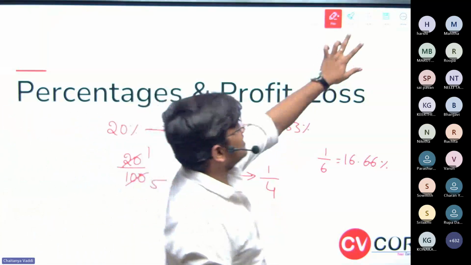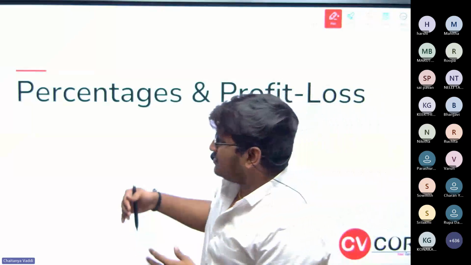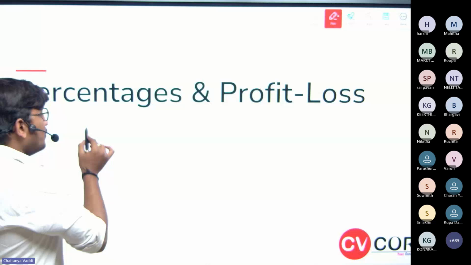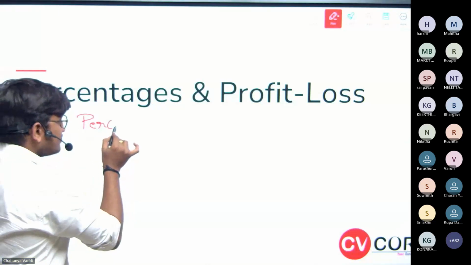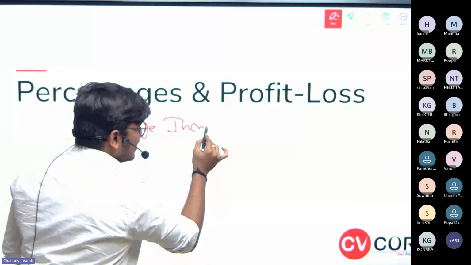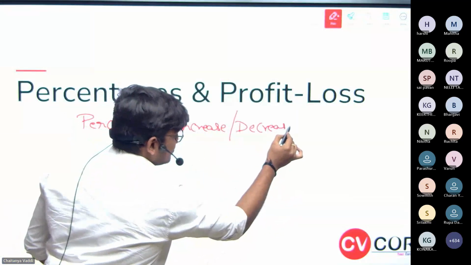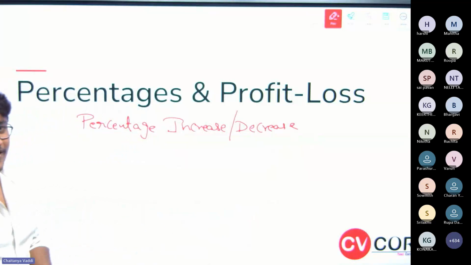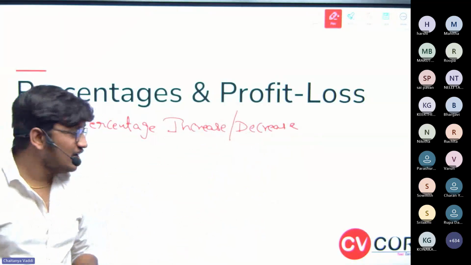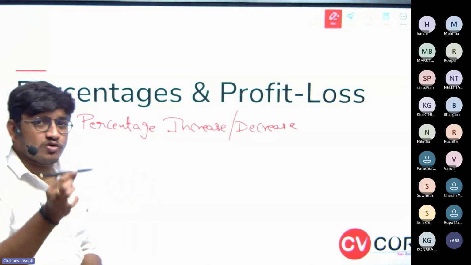Next, other than these calculations in percentages, we should also know percentage increase or decrease. What actually do percentage increase and percentage decrease mean? Very simple. Now let's consider the price of a pen.